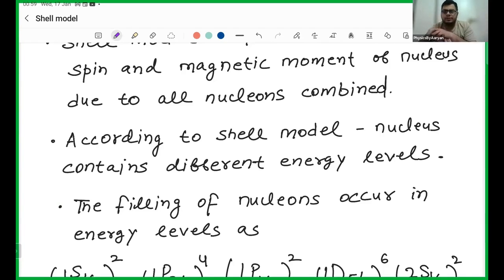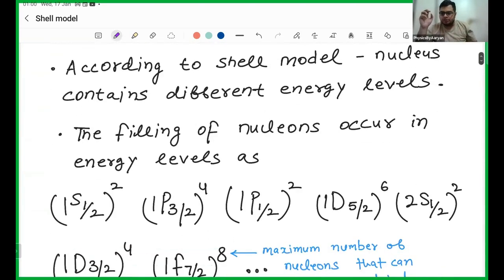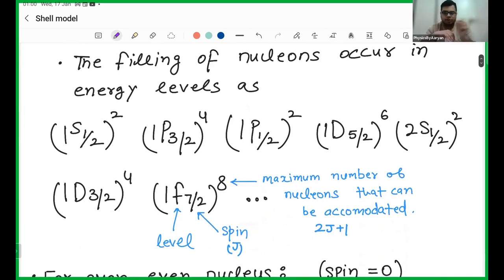So the shell model basically said that in a nucleus, there are different energy levels, and our nucleons are filling up these energy levels. How are these energy levels arranged inside the nucleus? The shell model did some calculations. Shell basically means, as in atomic physics also, you know shells, subshells and all of that. A similar kind of idea was introduced in the nucleus as well. We are saying that the nucleus also has some sort of shells, or different energy levels, and our nucleons are coming and filling up those energy levels.